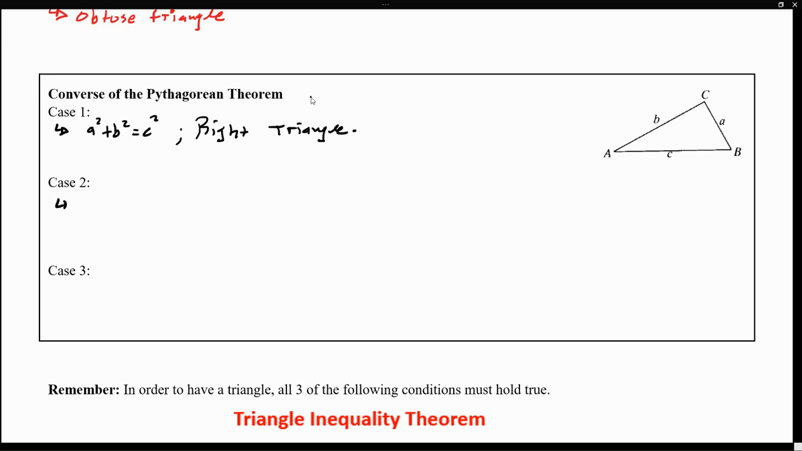But we could also have a situation where perhaps a squared plus b squared is actually greater than c squared. And again, recall that at least in this case, c will always be the longest side. So I know that if it's exactly equal, then it's a right triangle. So what happens if a squared plus b squared is greater than c squared? Well, when we encounter this situation, then we have an acute triangle.